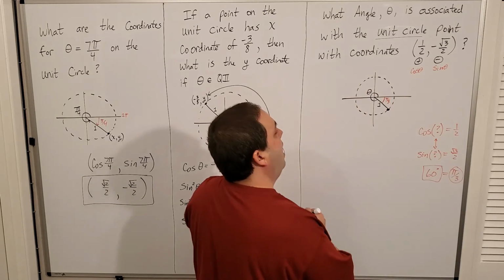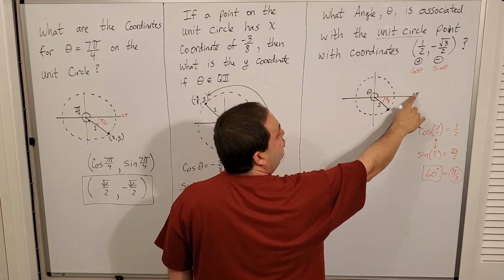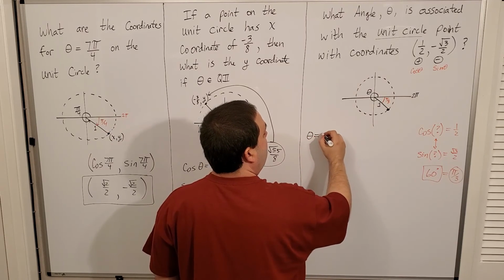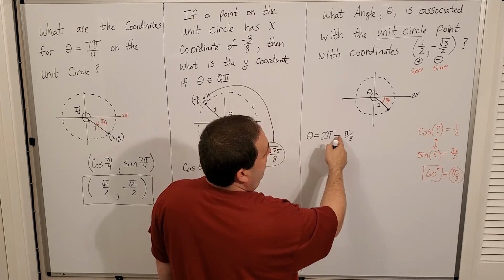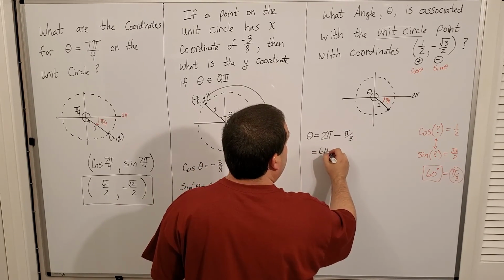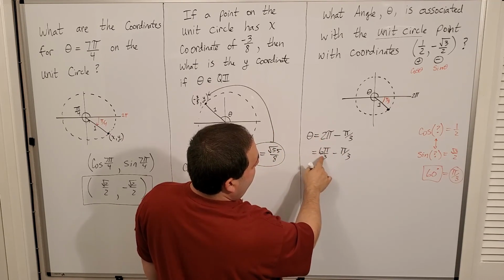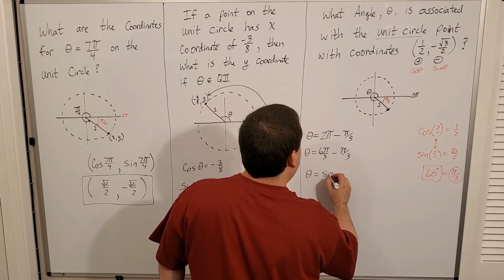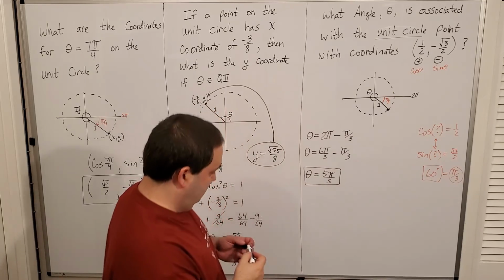So if this is 2 pi, then my angle over here would have to be 2 pi with the reference angle taken away from it. Okay? So my angle theta is going to be 2 pi minus pi over 3. 360 minus 60 basically. Okay? But I can do this by saying 6 pi over 3 minus pi over 3. Just to get a common denominator there, I multiplied by 3 on that one. Which tells me that theta is going to be 5 pi over 3. Or in other words, 300 degrees.